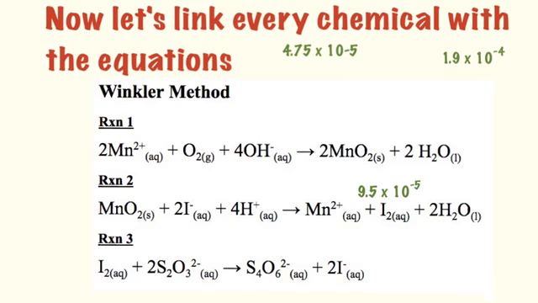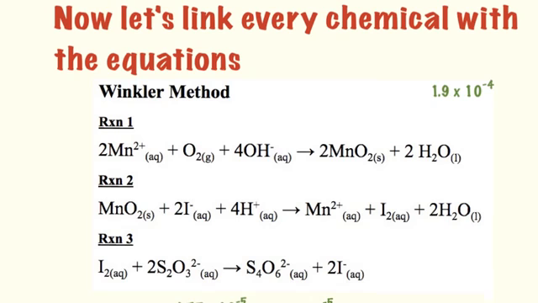Okay, so if we look at the numbers in front of the I2 and the numbers in front of the MnO2, we see that the mole ratios are the same. In other words, if I've got 9.5 by 10 to the minus 5 moles of I2, then I've got 9.5 by 10 to the minus 5 moles of MnO2. Okay, so we've started off by knowing the number of moles of S2O3 2 minus, and we've worked out how many moles of MnO2 we had. Hey, this is getting cooler and cooler. Really, really easy. It's not too hard.